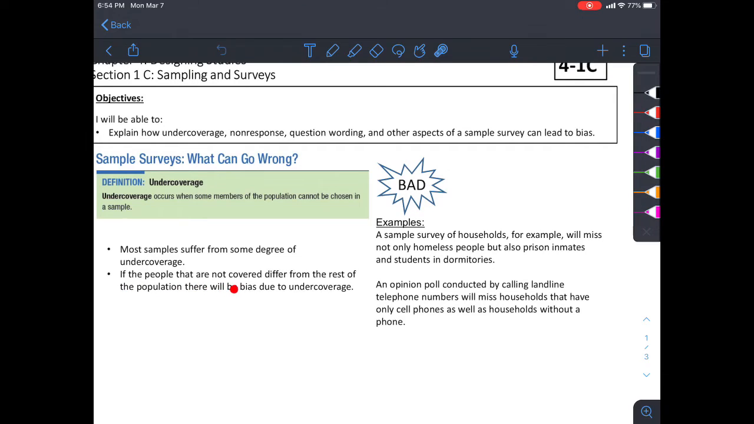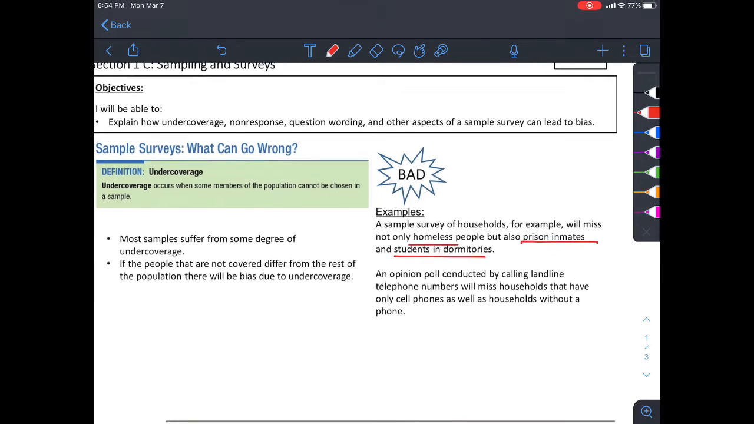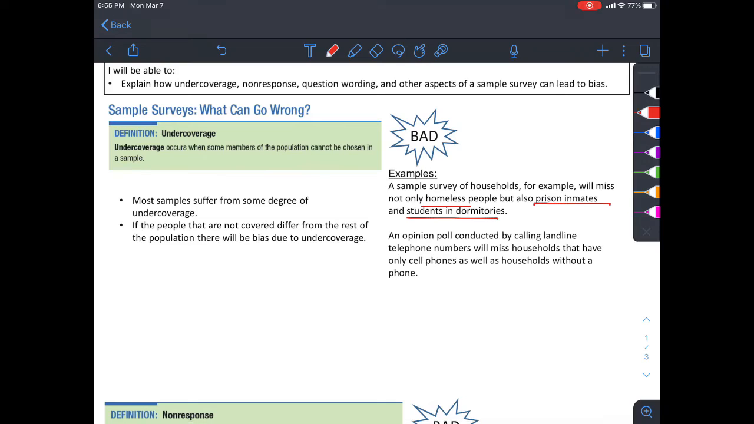And if the people that are not covered differ from the rest of the population, there will be bias due to undercoverage. So if you're systematically ignoring all students in dormitories, there's undercoverage and there'll be bias. Your answers are going to be biased because you're not covering students in dormitories, or because prison inmates are not included, or because homeless people may not be included. You can't generalize your survey results to all people if you're not including all people. That's what I'm trying to say, okay?